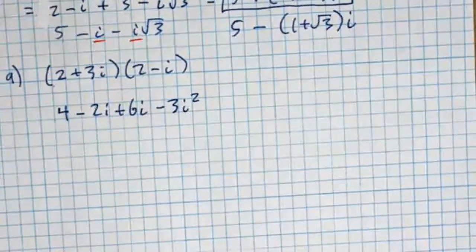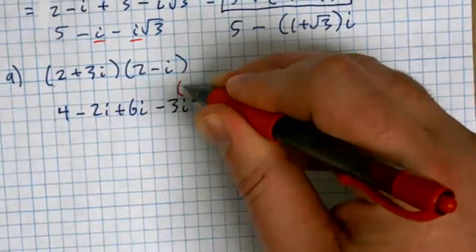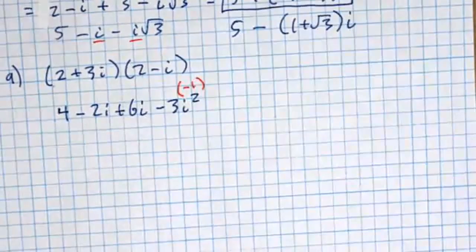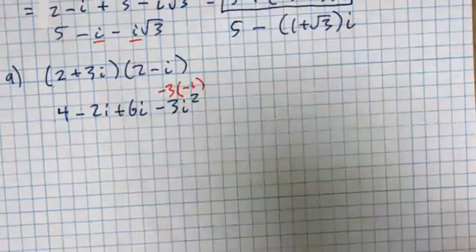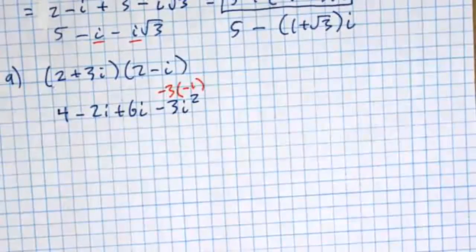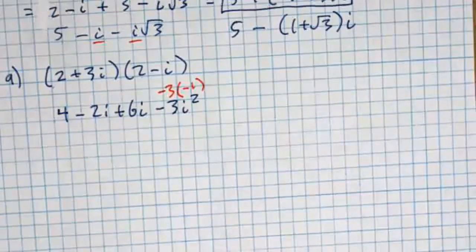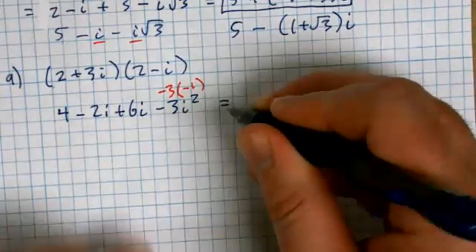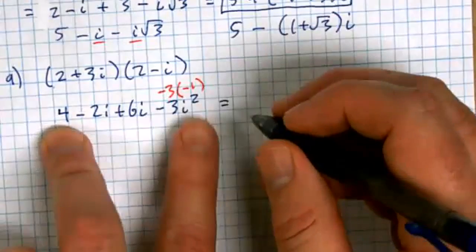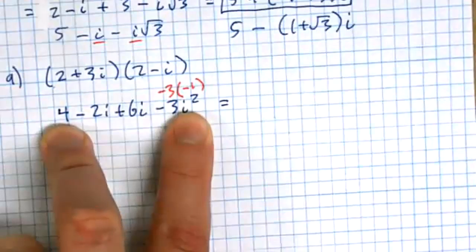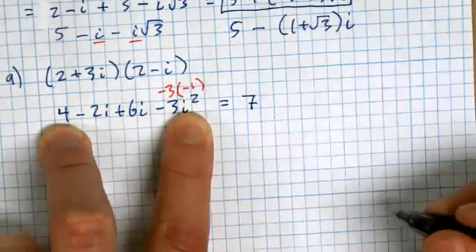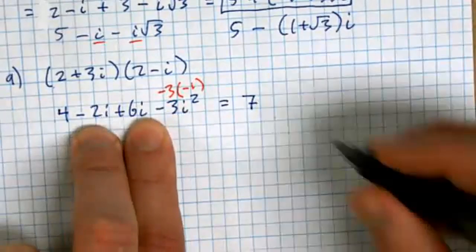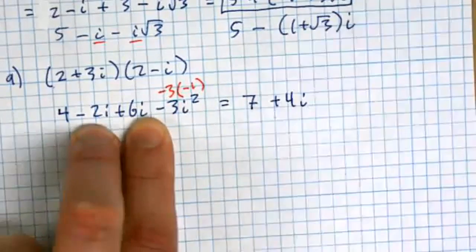Give myself a little reminder what i squared is. That is negative 1, right? So we got negative 3 times negative 1 is really what we're looking at there. My final answer is going to be, let's see, negative 3 times negative 1 is really plus 3. So 4 plus 3, that's 7. And then combining those together gives me positive 7 plus 4i.